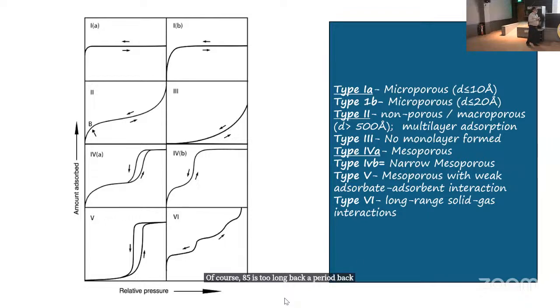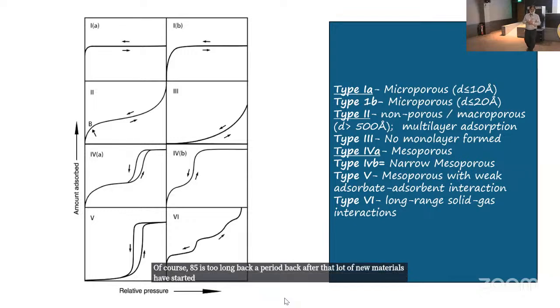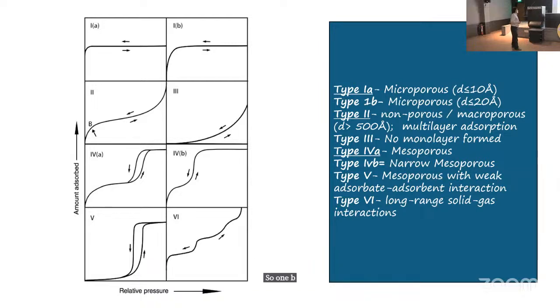After that, a lot of new materials have started finding uses, and they have been invented, and they thought that it is necessary to include those isotherms which are representative of those new materials. So 1B and 4th B have been added. Both 1A and 1B are representing microporous materials, as you know.